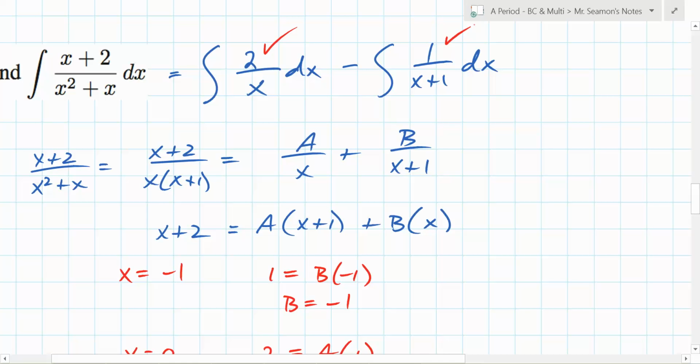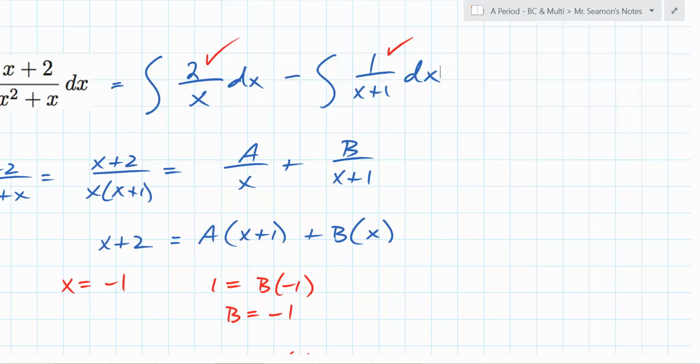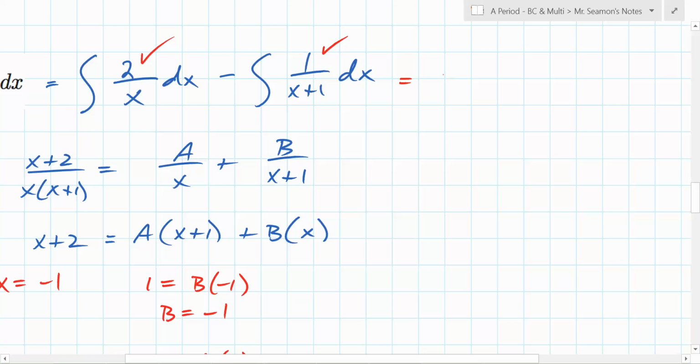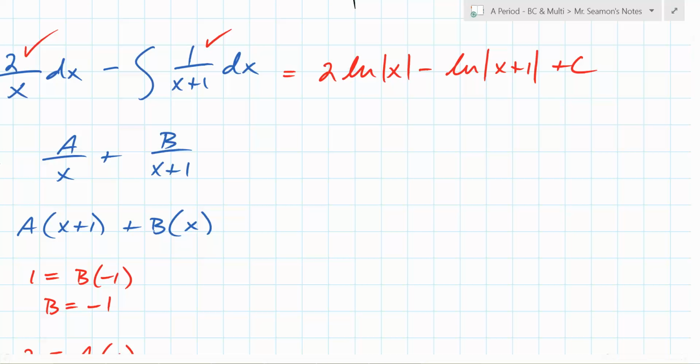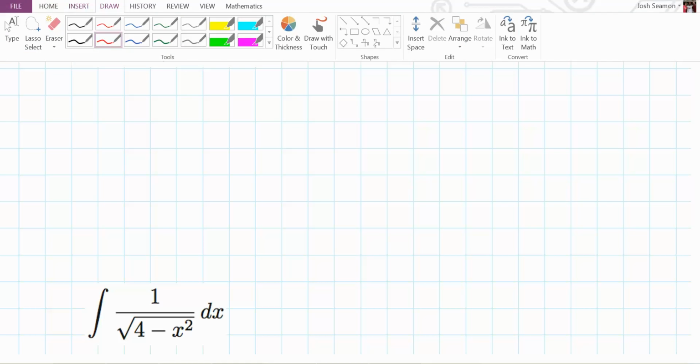So did this work out? Did you get it right? Nice. Now can you integrate these? I hope so. Can someone tell me what the answer to this is going to be? 2 ln of what? You say x or the absolute value of x? Do I need the absolute value? Yeah, we don't have limits of integration, so we need it. Minus what? ln of what? Absolute value of x plus 1, yep. Plus what? All done.